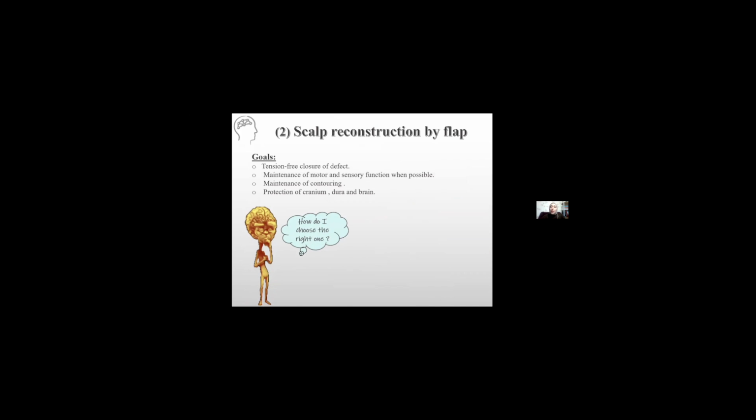Now, the second part of the presentation is scalp reconstruction by flaps. Start with the goals: tension-free closure of defects, maintenance of motor and sensory function when possible, maintenance of contouring, and protection of the cranium, dura, and the brain. So the question here is, how do I choose the right flap, and does it differ with different locations? To answer these two questions, we'll classify the scalp flaps according to location and defect size.